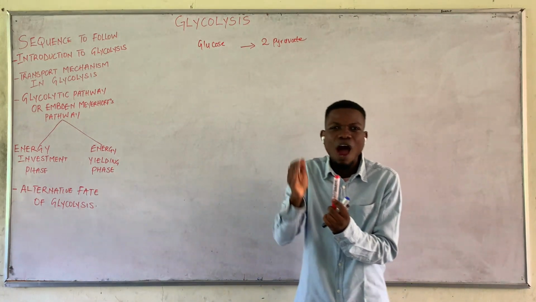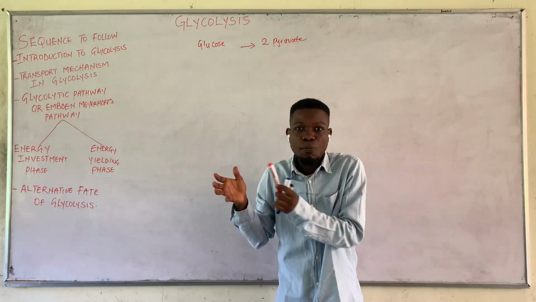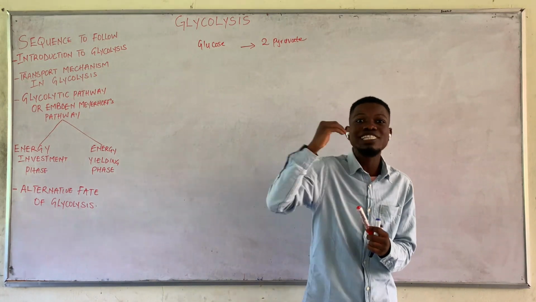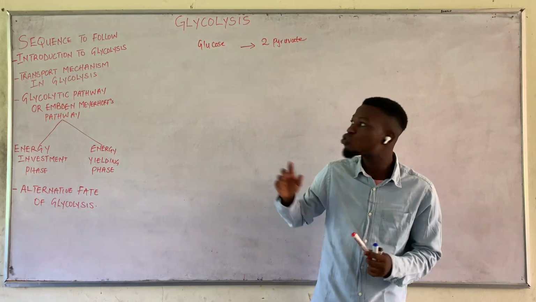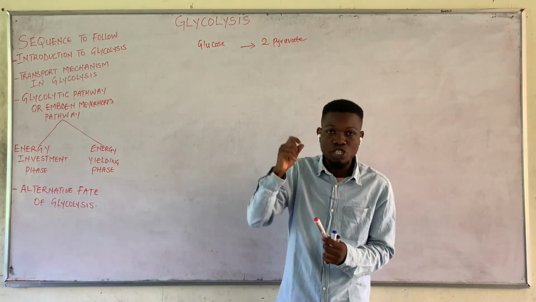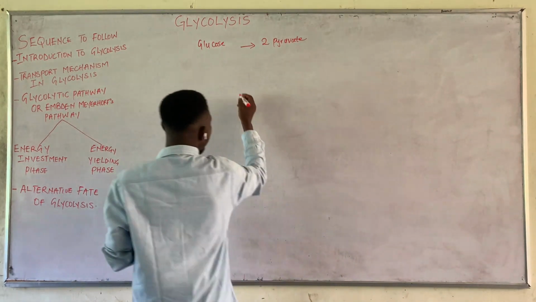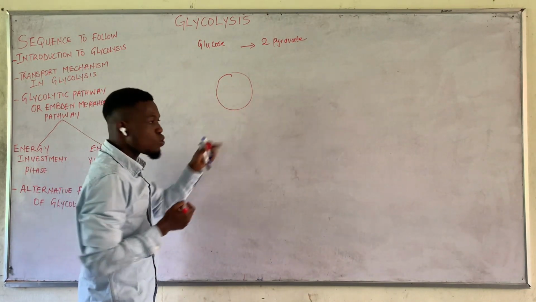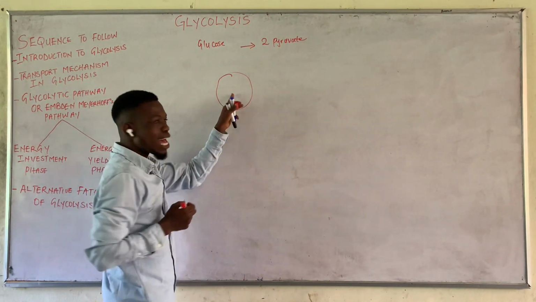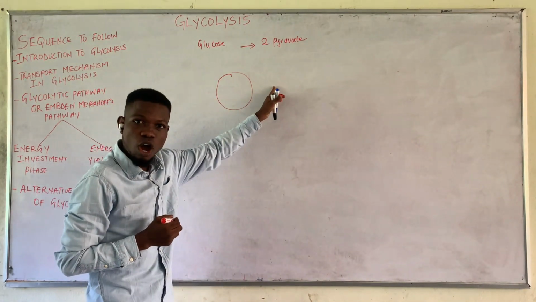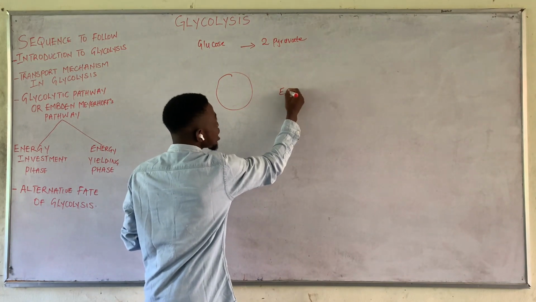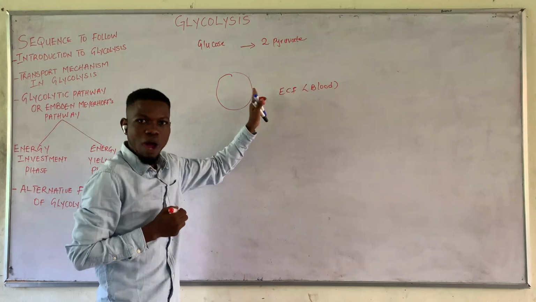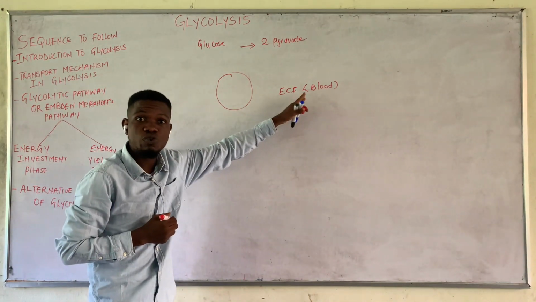We want to look at how glucose that is present in the bloodstream becomes diffused into the intracellular fluid, into the cytosol of the living cell. That's what we want to look at in my next sequence, the transport mechanism. Now, this is a cell. This is what we call the cytoplasm of the cell. Then outside the cell, what do we have? We have the extracellular fluid, which is the blood.